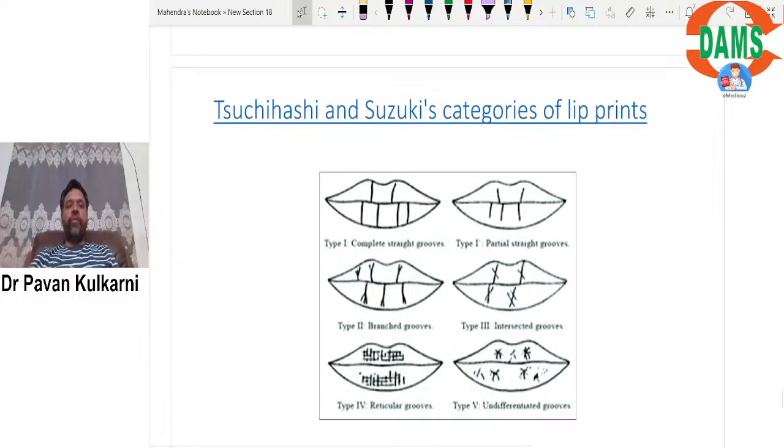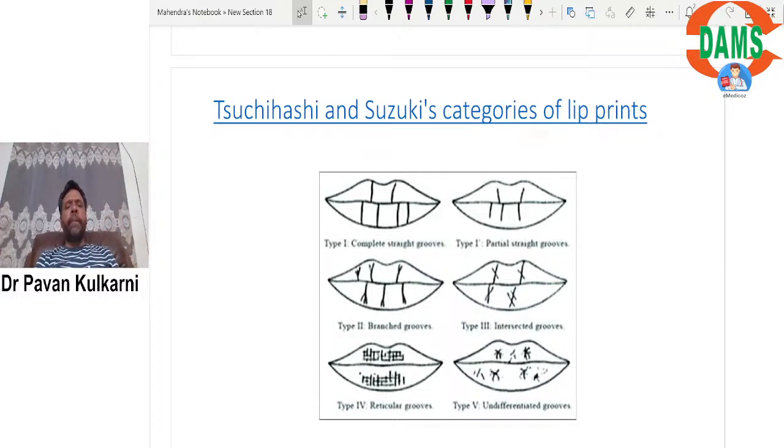Now we have come to a very important topic, that is lip prints, and there is a very important classification given by Tsuchihashi and Suzuki, Japanese scientists, who have classified the lip prints. They have classified lip prints into basically 5 types: type 1, type 1A, type 2, type 3, type 4 and type 5. Please remember these names. Type 1 is complete straight grooves.